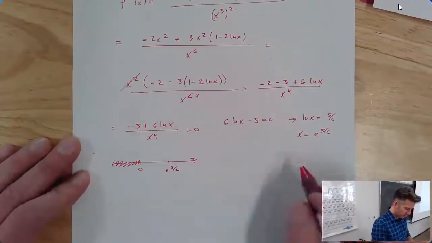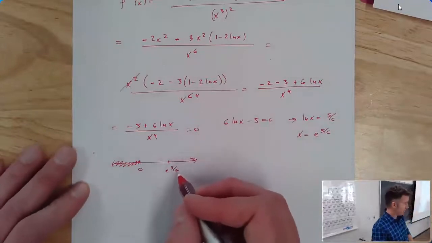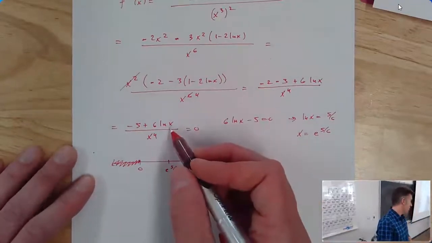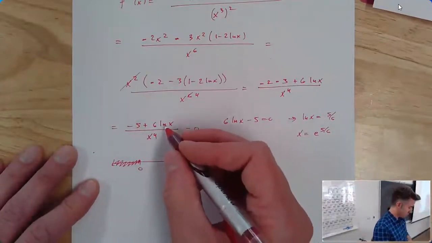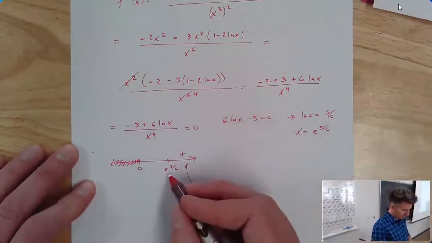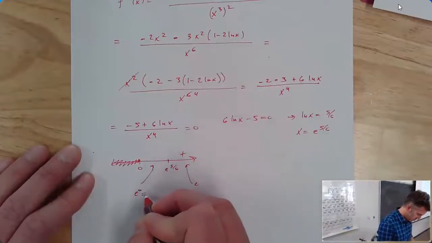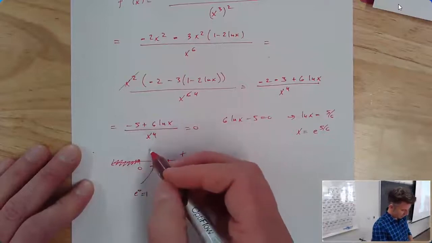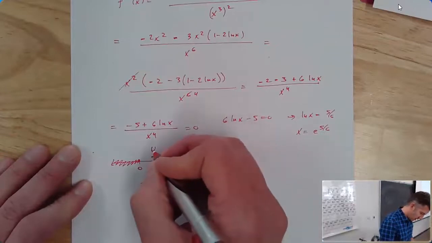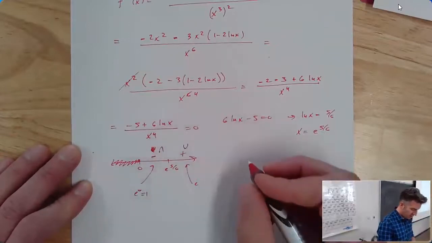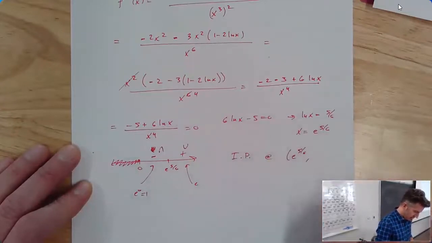That doesn't matter. So we look at our second derivative here, which is this thing. By plugging in something bigger than e to the 5/6, like e, natural log of e is 1. -5 plus 6 is +1, so it's going to be positive here. By plugging in something smaller than e to the 5/6, like e to the 0, natural log of 1 is 0, -5 over 1 is negative. So it is concave down, then concave up. So we do have an inflection point at e to the 5/6, comma, this.